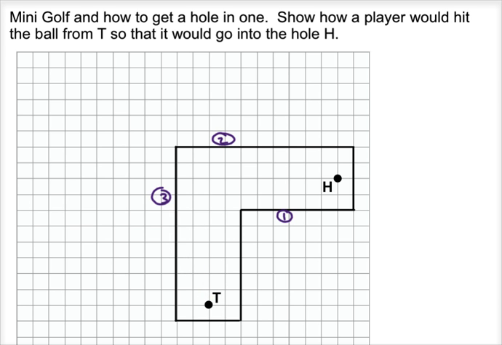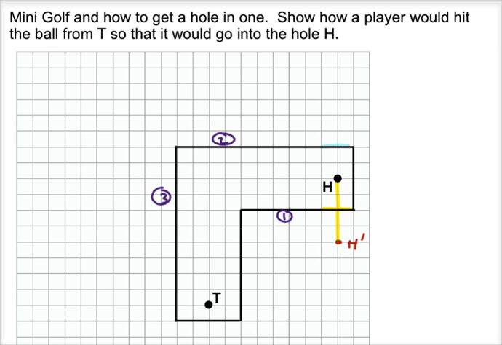So my first reflection is going to be about the side that it hits first. So I sort of check. This distance is 2, so the reflection would be 2 away this way, and I get H prime over here. Now, the second wall that I need to reflect about is where it would bounce off the second time. Well, that's the top wall. So now I'm going to do a reflection about that one.